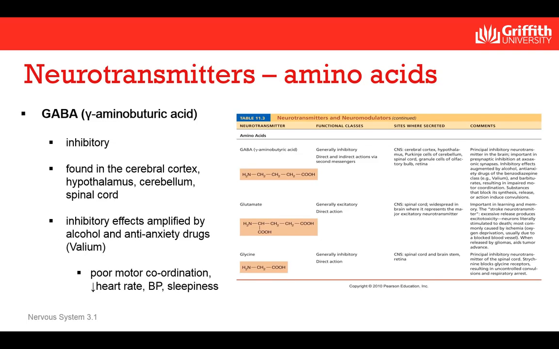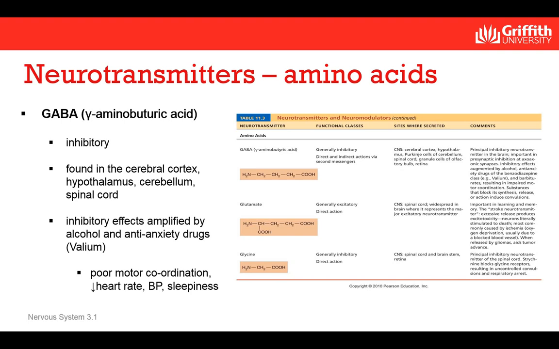Another classification of neurotransmitters are the amino acids. Amino acids contain both an amine group, NH2, and a carboxylic acid group, COOH. The main inhibitory neurotransmitter is the classification of GABA, gamma-aminobutyric acid. GABA is found in the cerebral cortex, the hypothalamus, the cerebellum, and the spinal cord.